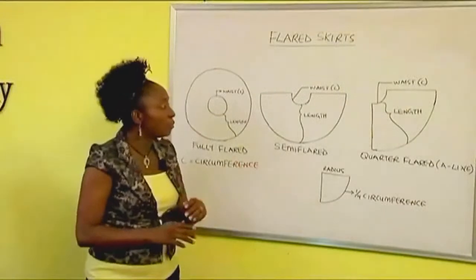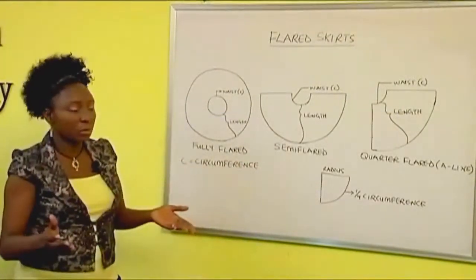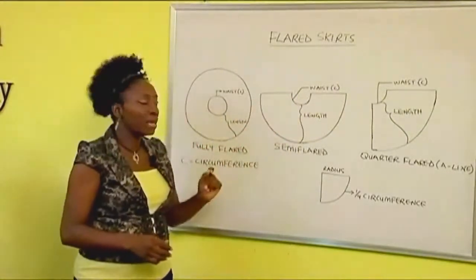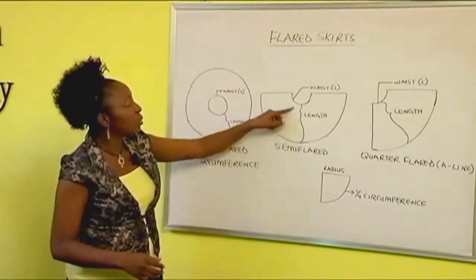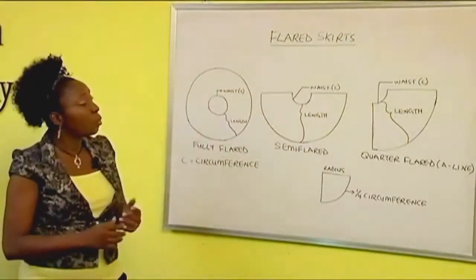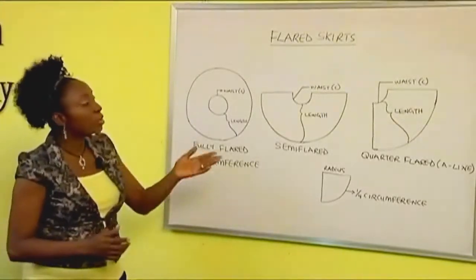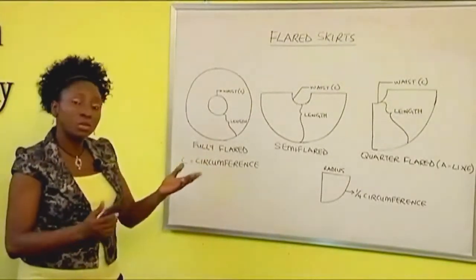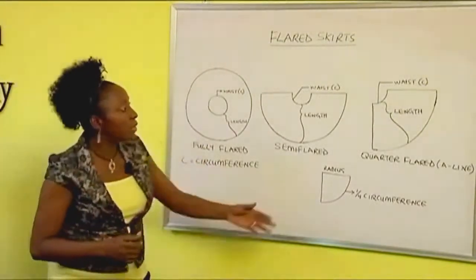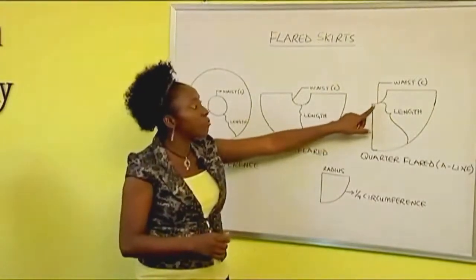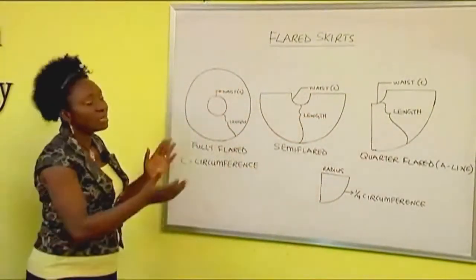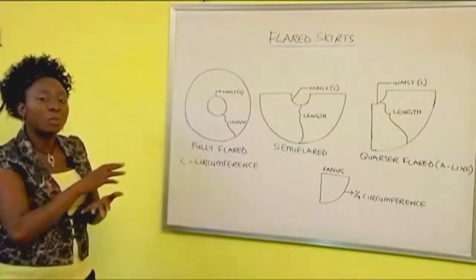Now if you look at the semi-flared skirt, you can see that it's a semicircle. And we have the inner semicircle here representing the waist. And of course the distance between the two semicircles will give you the length. Now the third one we have there is a quarter circle. It's called the quarter flared skirt, also known as the A-line skirt. Now it's not as flared as the others, obviously. And you can see that this quarter circle in here represents the waist, and the length is in between the two quarter circles.